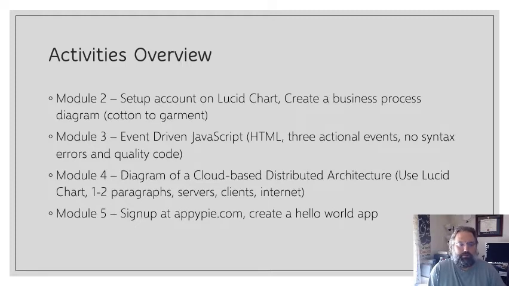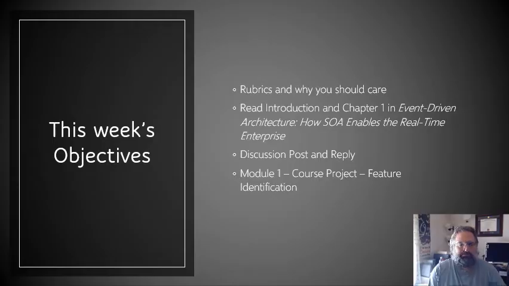Activities: each module, except for the first and the last one, has activities that you do. In Module 2, you're going to be setting up Lucidchart. We're not quite there yet, but it's a relatively simple thing. You'll just want to document the fact that you've set up the account. Then you'll create a business process diagram. Again, this is in Module 2, not something we do just yet.